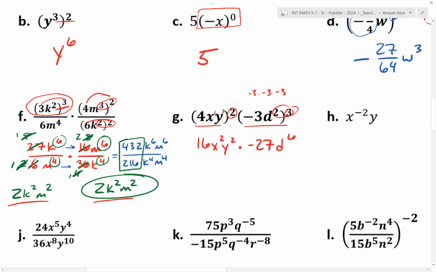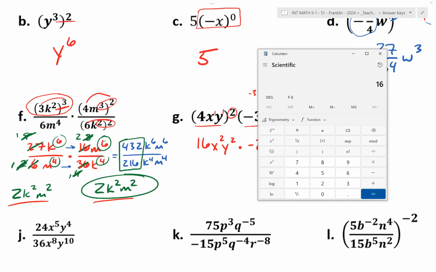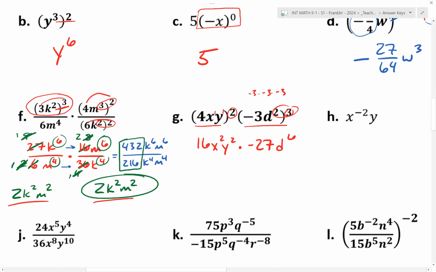And now we need to multiply 16 times negative 27, which gives us negative 432. I guess I could have known that from the previous problem. And then we have no powers that share a base, so just write them out. D to the 6th, x squared, y squared.